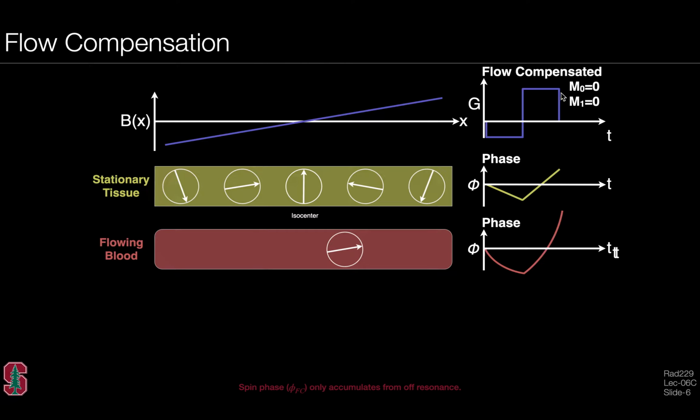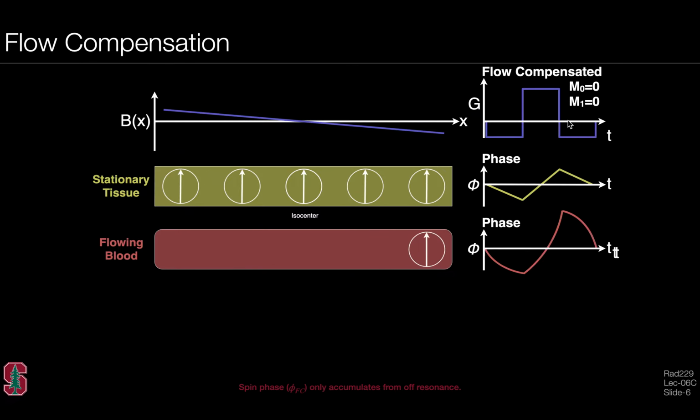When we turn on the second gradient waveform, we start unwinding the phase in the stationary spins, and in fact we wind past their original position and add additional phase because of course this gradient waveform is slightly larger in area. But our flowing spin continues to accrue phase, goes past the 0 point, and in fact could go even further past that as it gets into higher and higher areas of the gradient field. And lastly, we turn on this final gradient waveform for a total flow compensated gradient waveform.